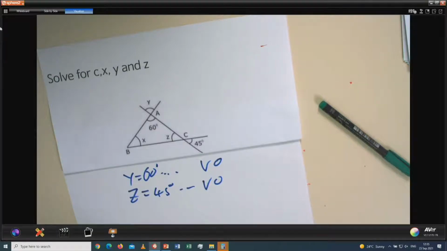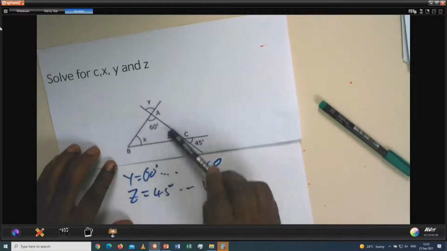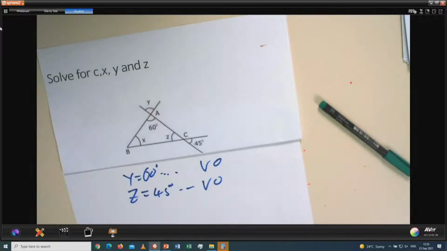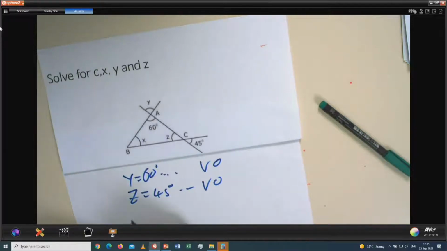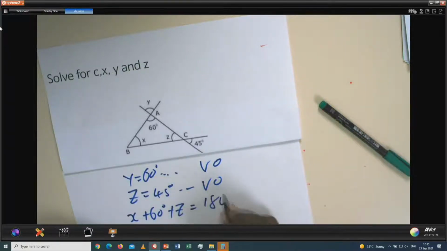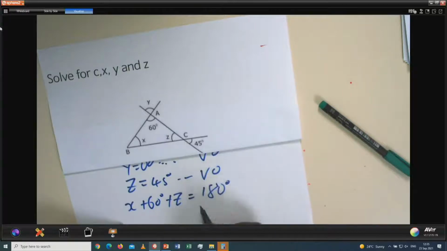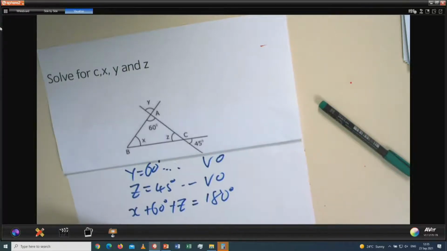Where is X now? We must analyze where X is: it's inside the triangle. Therefore, we can only explain X in terms of that triangle. And what do you know about angles of a triangle? X degrees plus 60 degrees plus Z should be equal to 180. Why? The sum of angles of a triangle is 180.